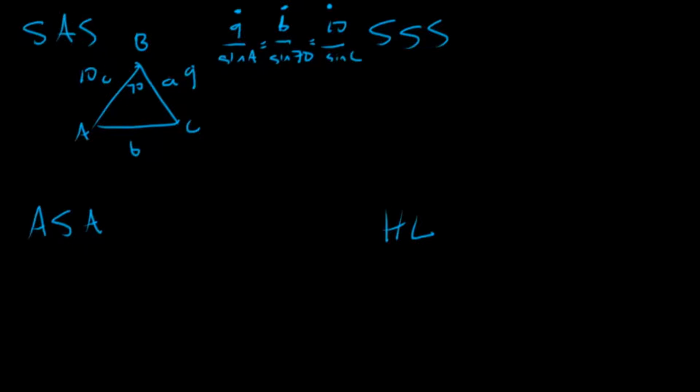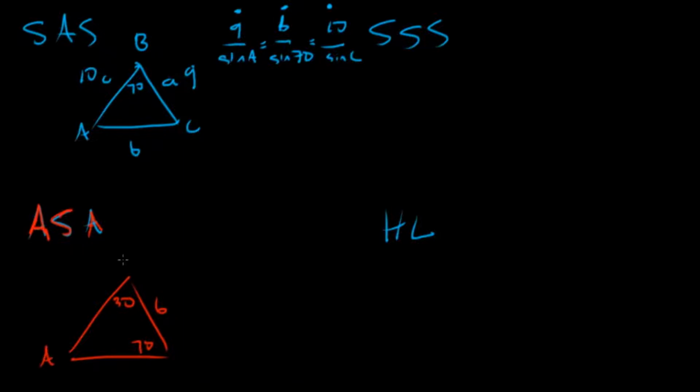How about angle side angle? Let me change the color here. Angle, side, angle. Can we use the law of sines here? Quick example: angle, side, angle means we have an angle, so let's say this is 30, this is 70, and then this is, I don't know, 6. It doesn't really matter. Can we use the law of sines here?